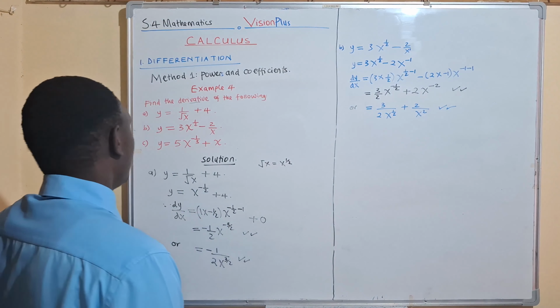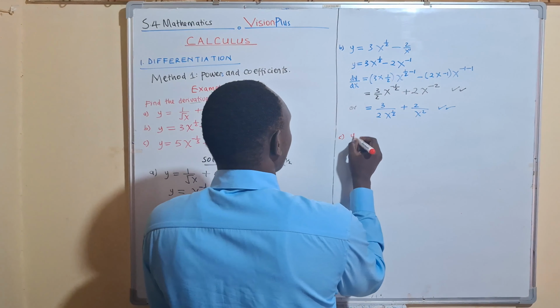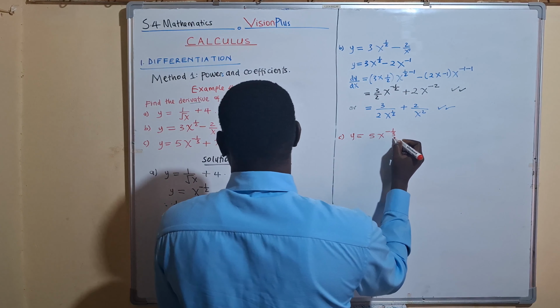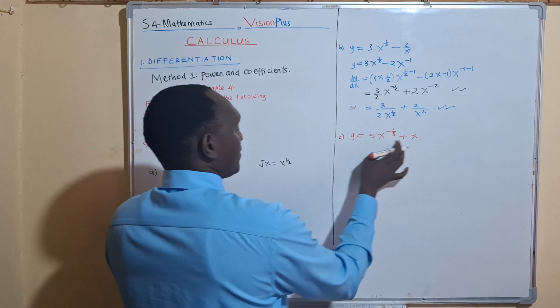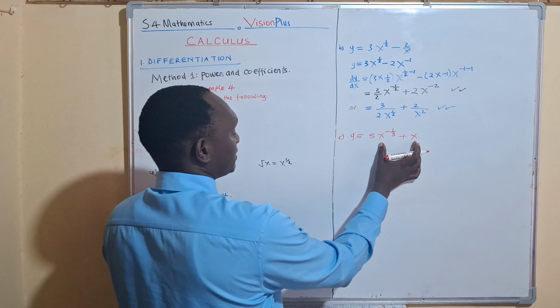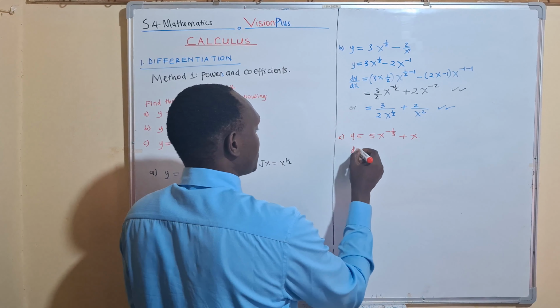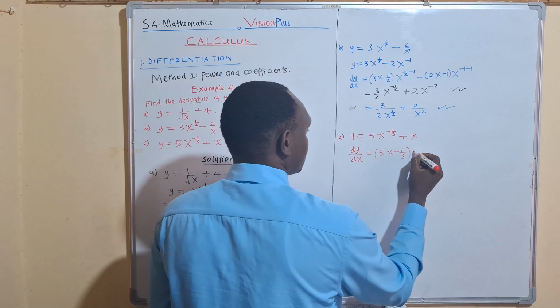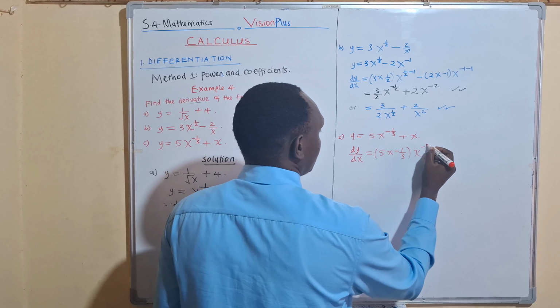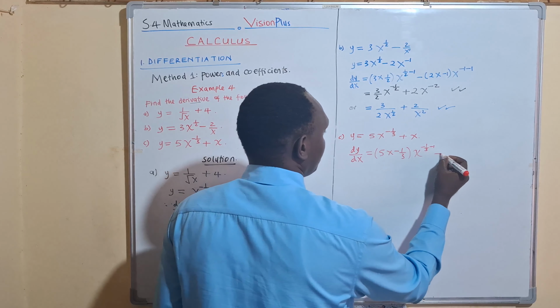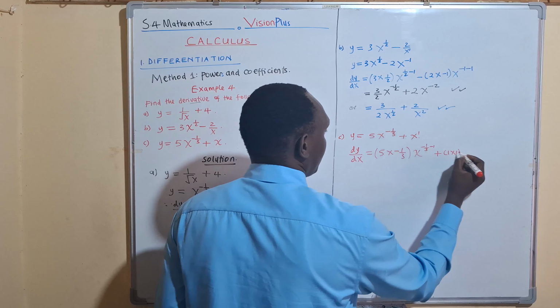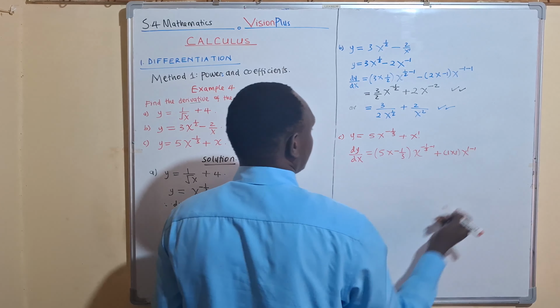Now, part C. In part C, y is given as 5x power negative 1 out of 3 plus x. All the variables x are on the numerator. So we just go straight to dy/dx, which becomes 5 times negative 1 out of 3, x. Now we need a new power, negative 1 out of 3 minus 1, plus, if we differentiate x, we shall say 1 times 1 because it has a power 1 here, x power 1 minus 1.